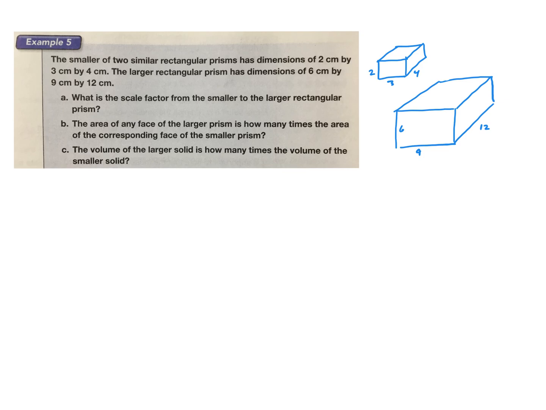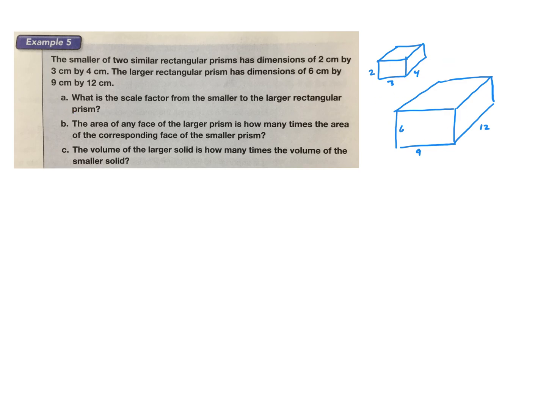Now it is important to note that the scale factor is talking about a linear length. Okay? Linear length like the previous slide we had, just in one dimension. We're not talking about volume or the area of something. So this one says the smaller rectangular prism has dimensions of 2 by 3 by 4 centimeters. The larger one has 6 by 9 by 12. Okay, so I've already drawn these out here.